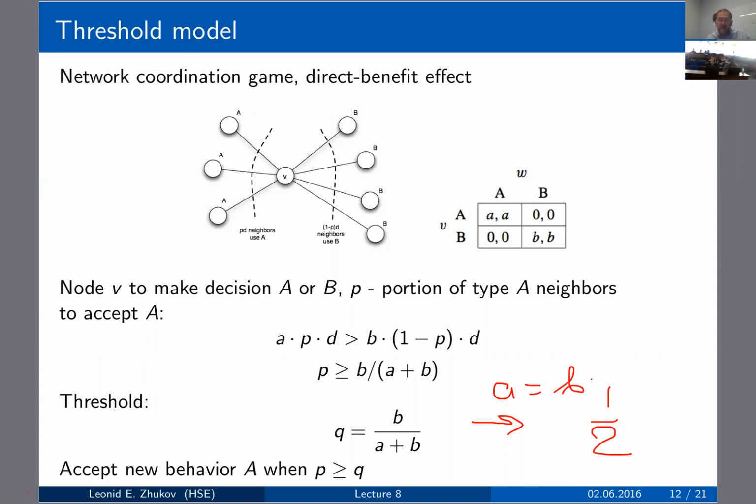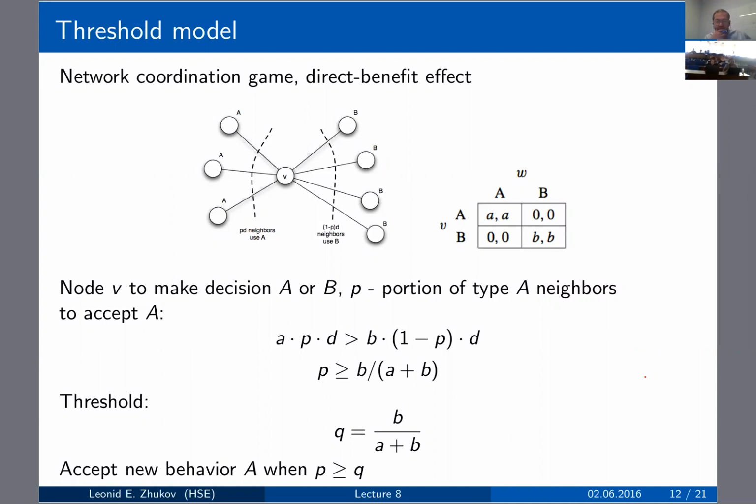But if the benefits are slightly different, then the threshold will not be 1/2, but it will depend on the relative scale of those discounts you're going to get. Does this make sense? Okay.